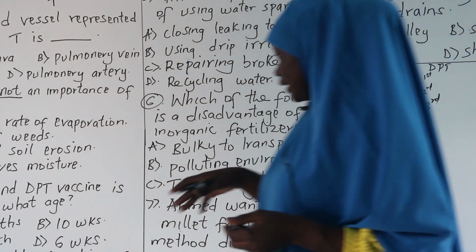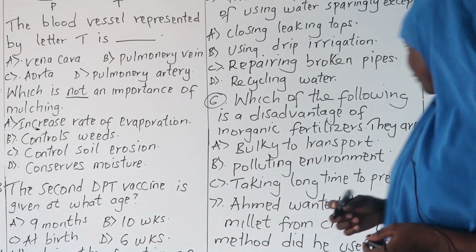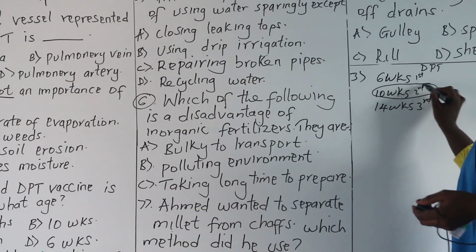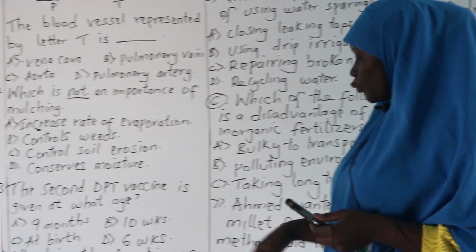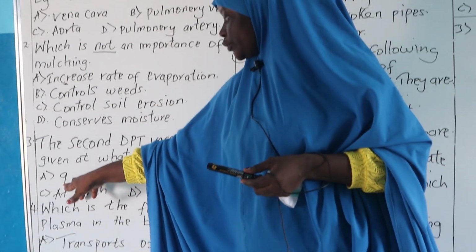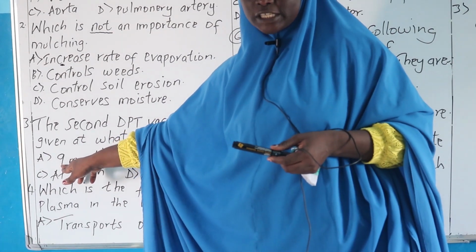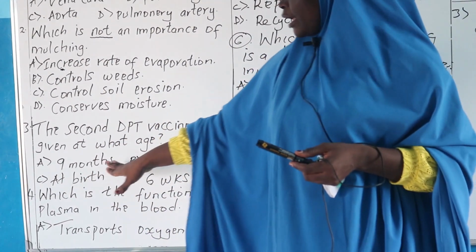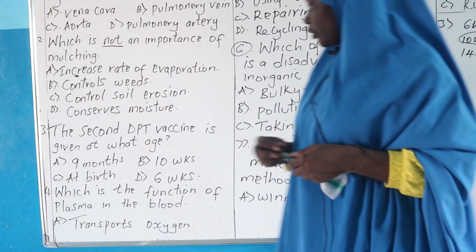So the question is asking, at what age is the second one given? The second one is here. It is given at 10 weeks. We have only 2 vaccines which are given at 9 months. The first one is anti-measles for measles, and we have yellow fever vaccines for yellow fever.